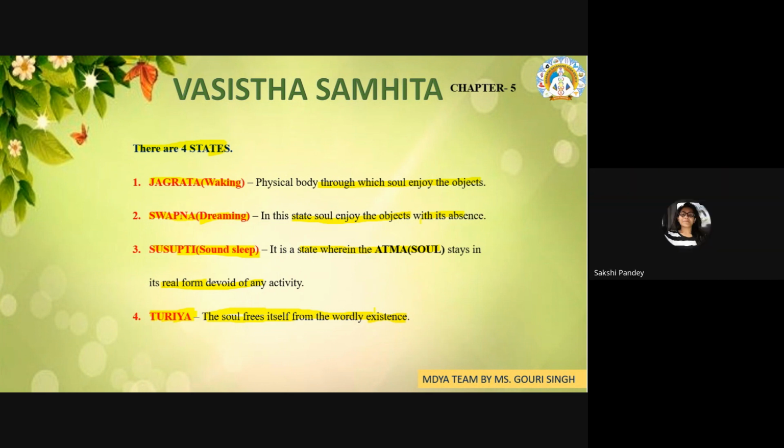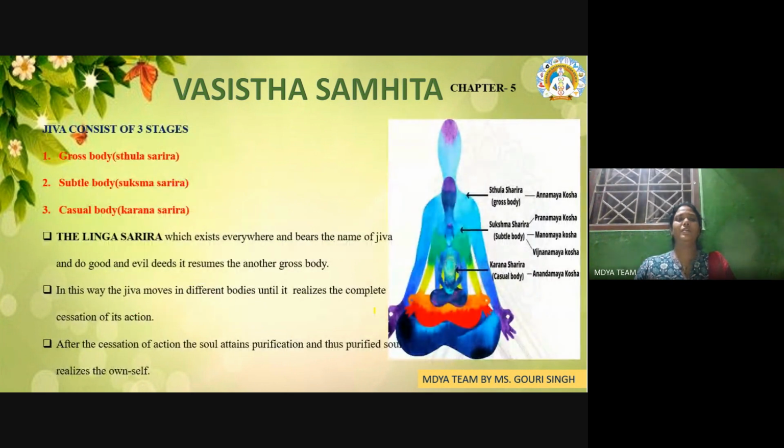Yes, ma'am. Okay. Next, it is discussed by Vasistha that jiva consists of three bodies. More description is not given; he only mentions that jiva has a gross body, the sthula sarira, a subtle body, the suksma sarira, and a causal body, the karana sarira.